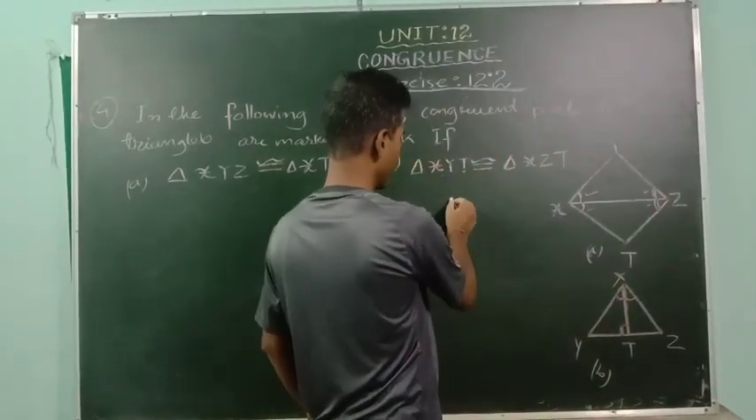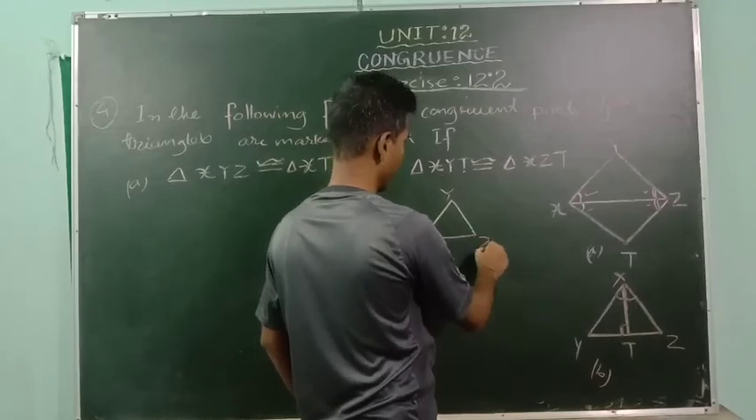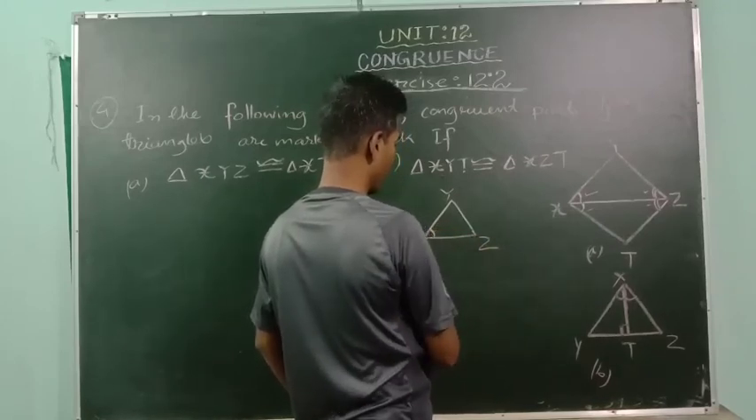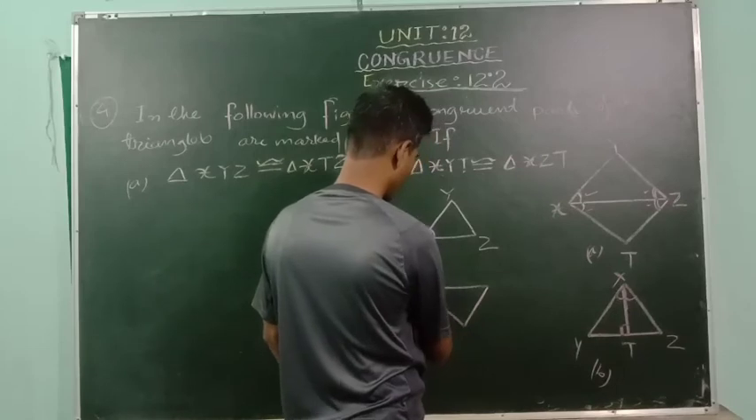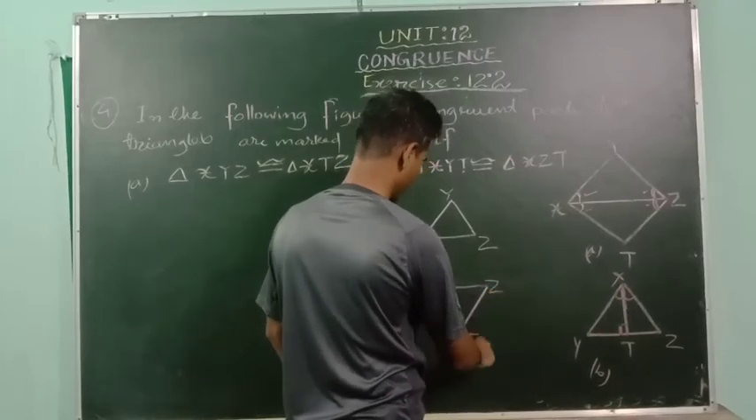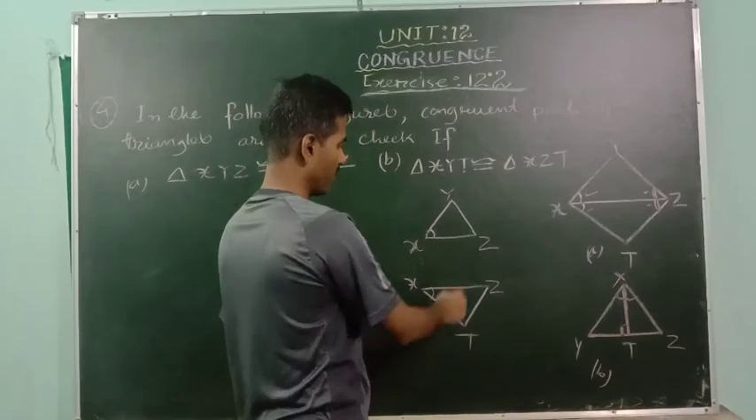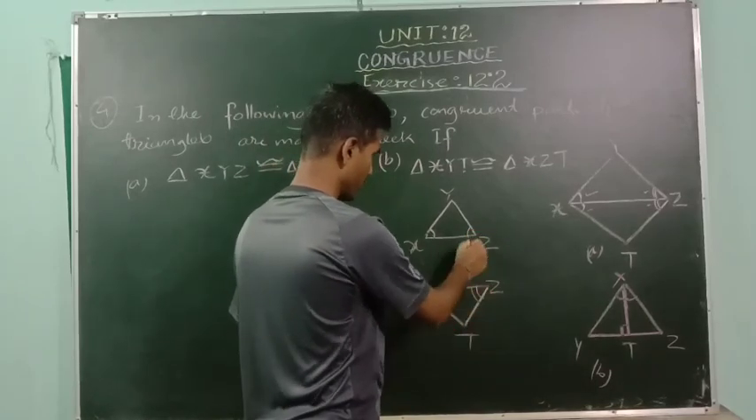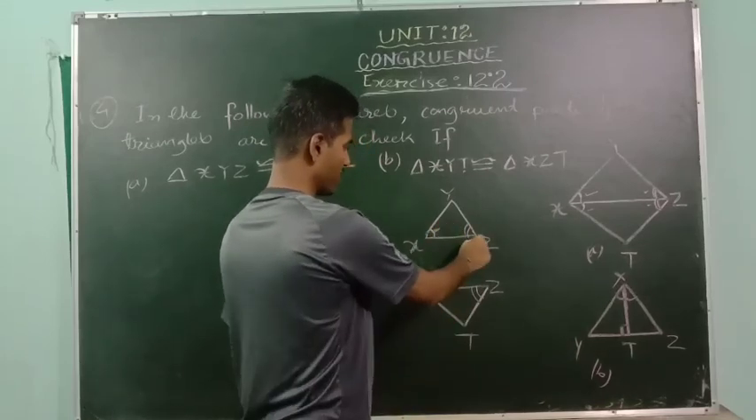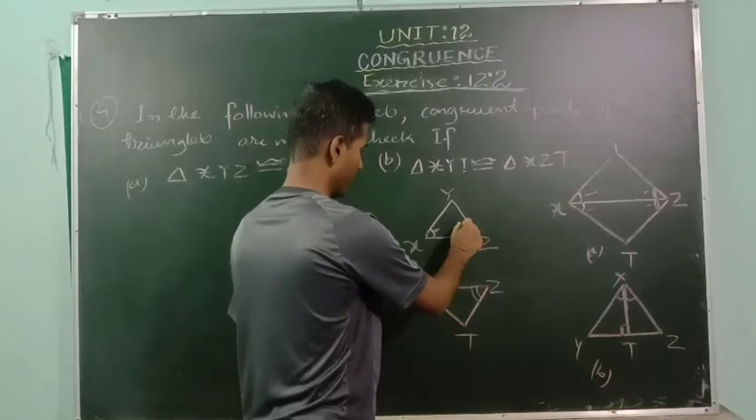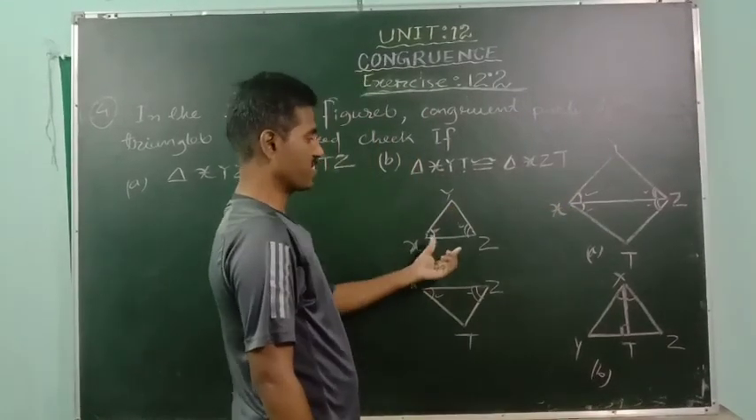When you say triangle YXZ, and here let us take out triangle XZT. Now this equals this, given in the question, and this equals this, given in the question. Angle X equals angle X. Angle Z equals angle Z, as mentioned in the question because this mark is there.